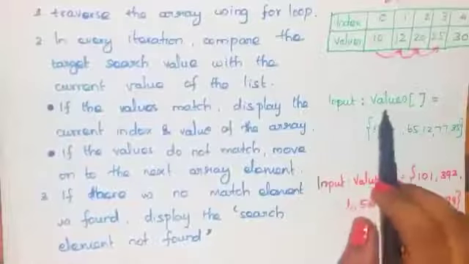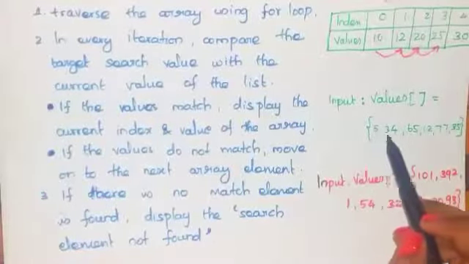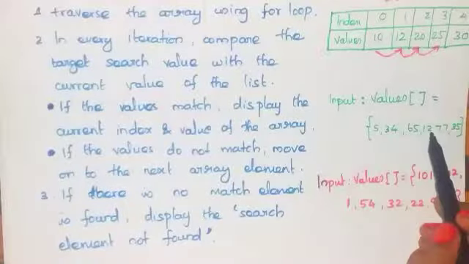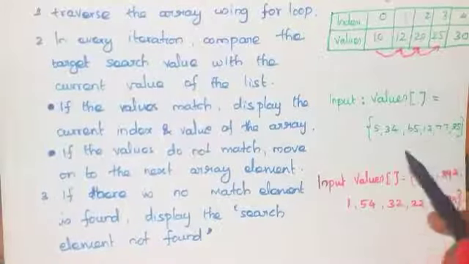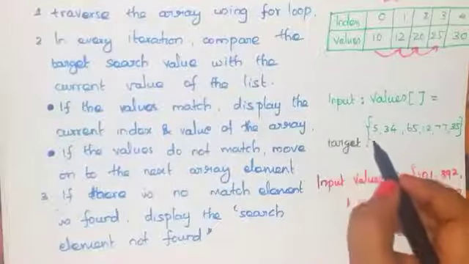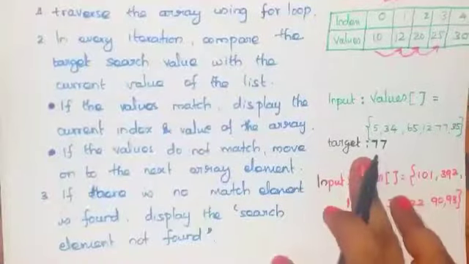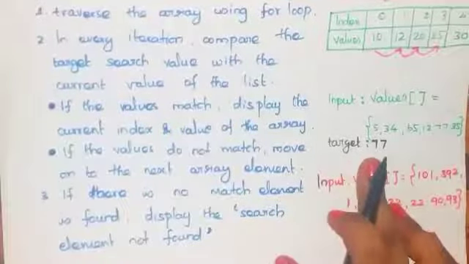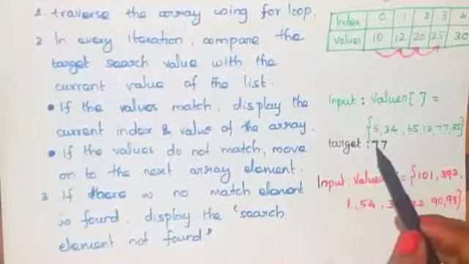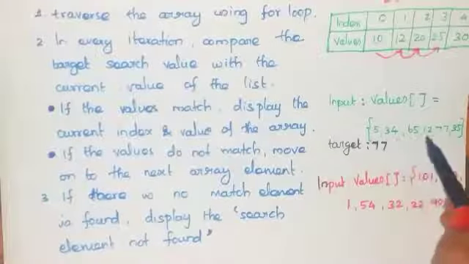Here the input values, which means the collection of elements, are given: 5, 34, 65, 12, 77, 35. Now we are going to search for the key element 77. Our target value, our key element, is 77. So now you have to search for the key element 77 in each element of the list one by one.